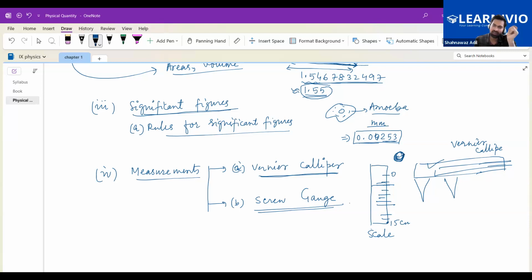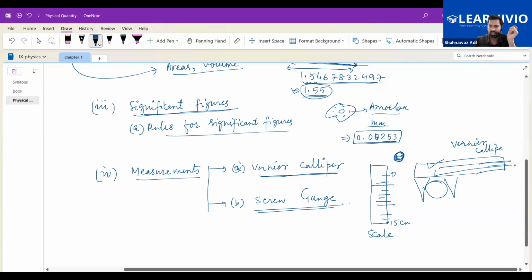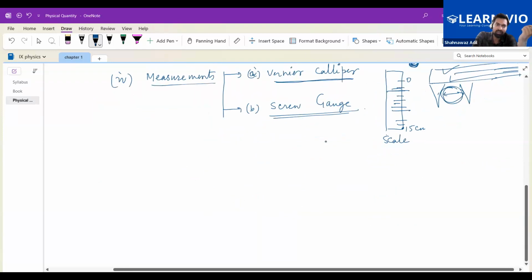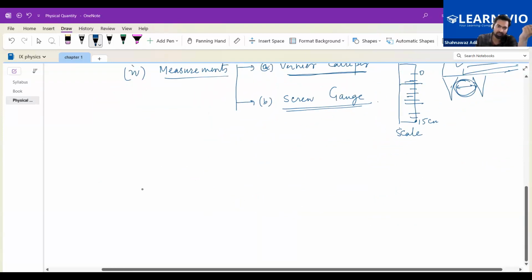So we fix this ball inside this vernier scale, then we move this thing. I will tell you how to measure the size of this thing with the use of this vernier caliper, so that we will understand. And the last topic of this exercise is the difference between scalar and vector quantities.